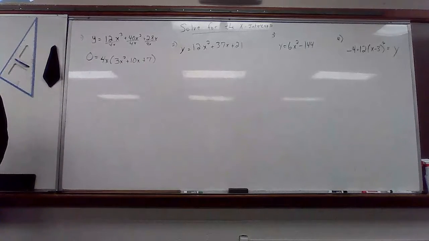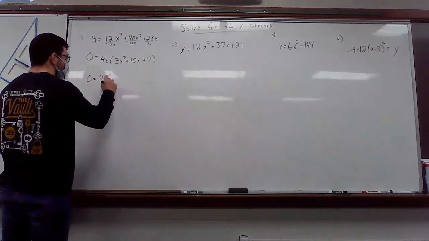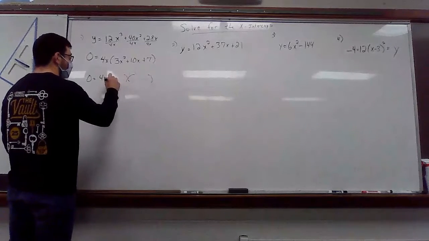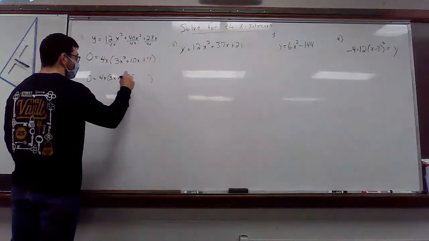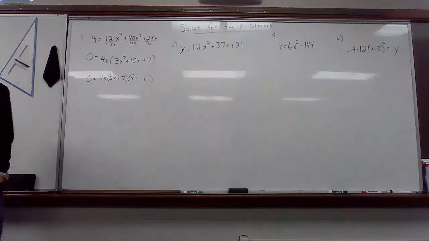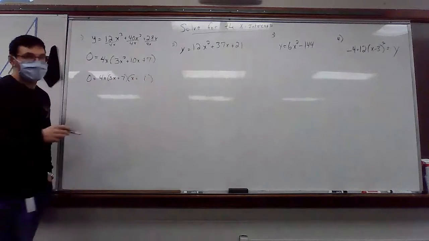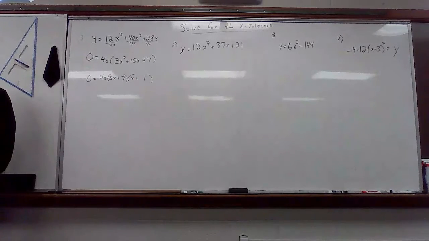Have I lost anybody yet? So now when I factor, I've got 4x, then 3x, x, plus, plus, 1, 7. How can I double check? 7x and 3x gives me 10x. Did I lose anybody there?